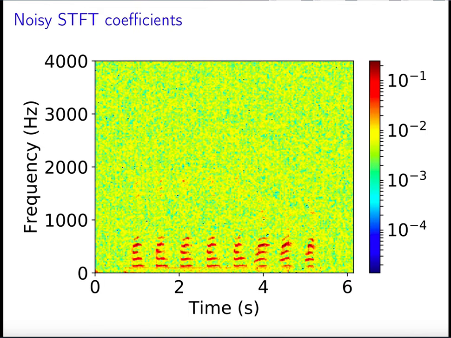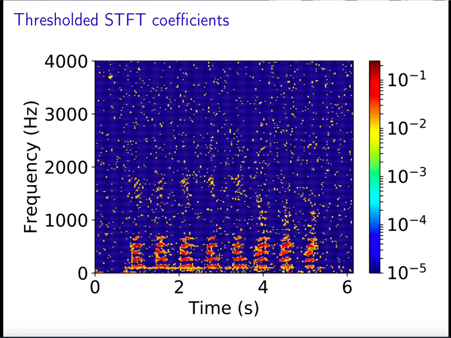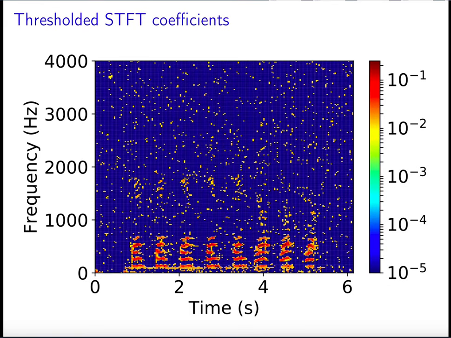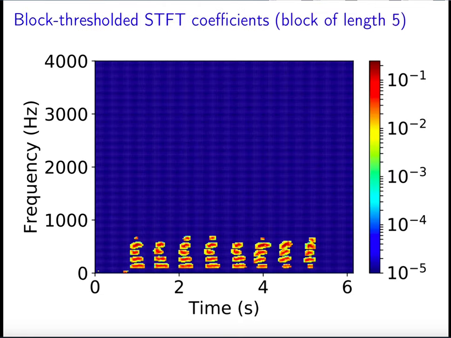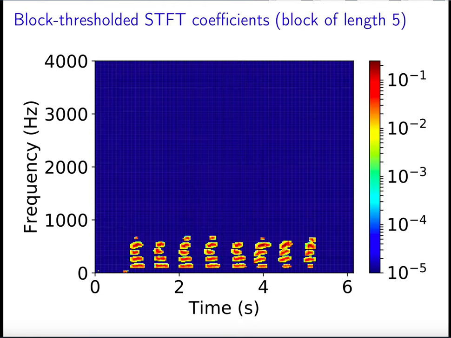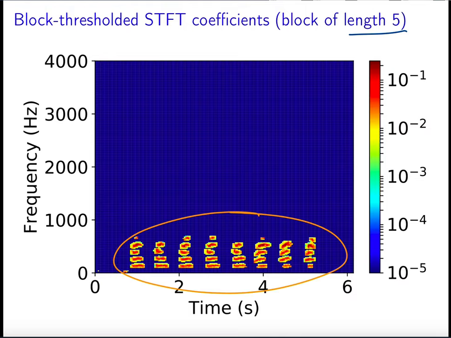So these are the noisy short-time Fourier transform coefficients. These are the thresholded ones, where we keep all of these isolated coefficients that produce this very, very annoying musical noise. And when we apply block thresholding, in this case, we've decided to use a block of length 5. That's another hyperparameter that you could set by cross-validation. Boom, we have eliminated all the noise. Of course, we have also eliminated part of the signal, but what we're keeping is definitely all signal.